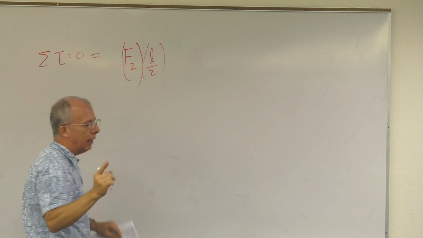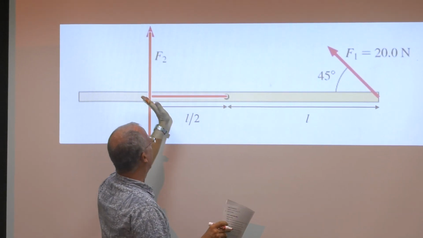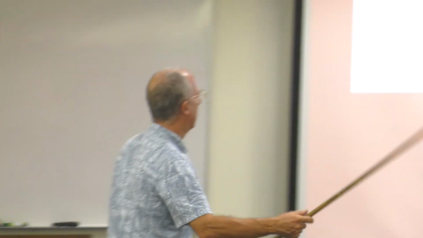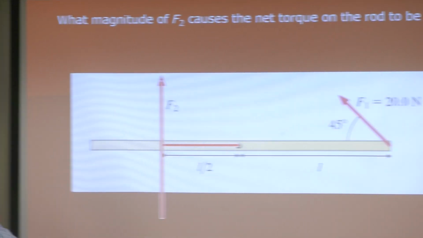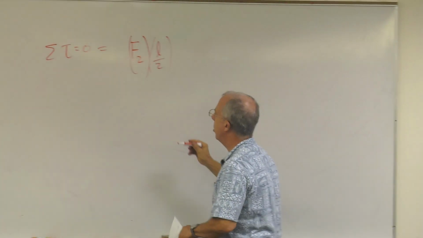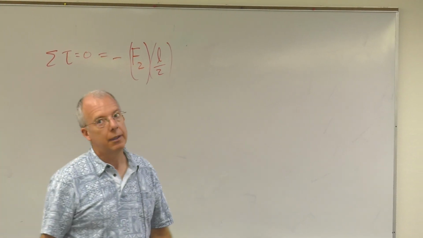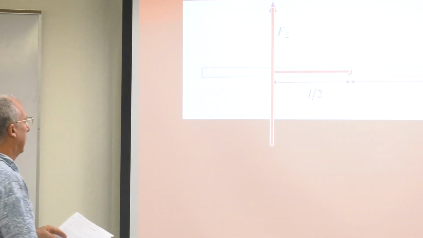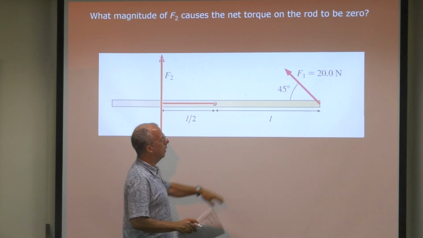Now, here's the thing that sometimes students forget about. This force by itself is going to make this thing rotate how? It's going to rotate clockwise. So you have to put a negative there because clockwise is negative. And you have to remember to do that. There's just no other way to explain it. Okay, so that's the torque for this guy. Now we want the torque for this guy.